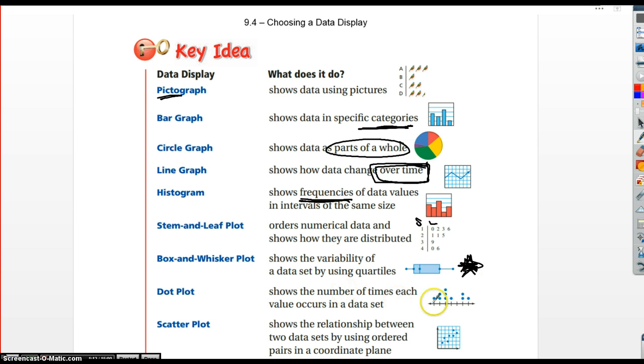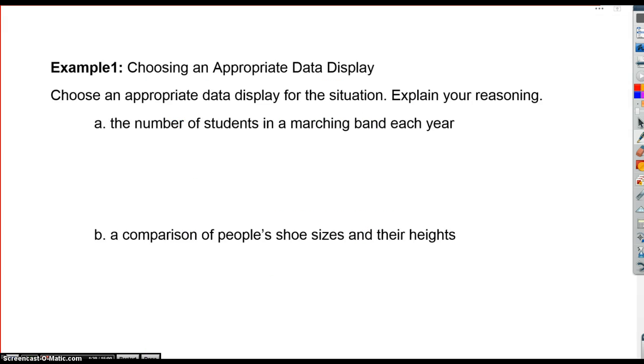A dot plot shows how many times each thing happens. So this happens once, this happens twice, this happens 3 times, this happens no times. And scatter plots show the relationships between 2 sets of data by using ordered pairs. This is what we've been doing this chapter.